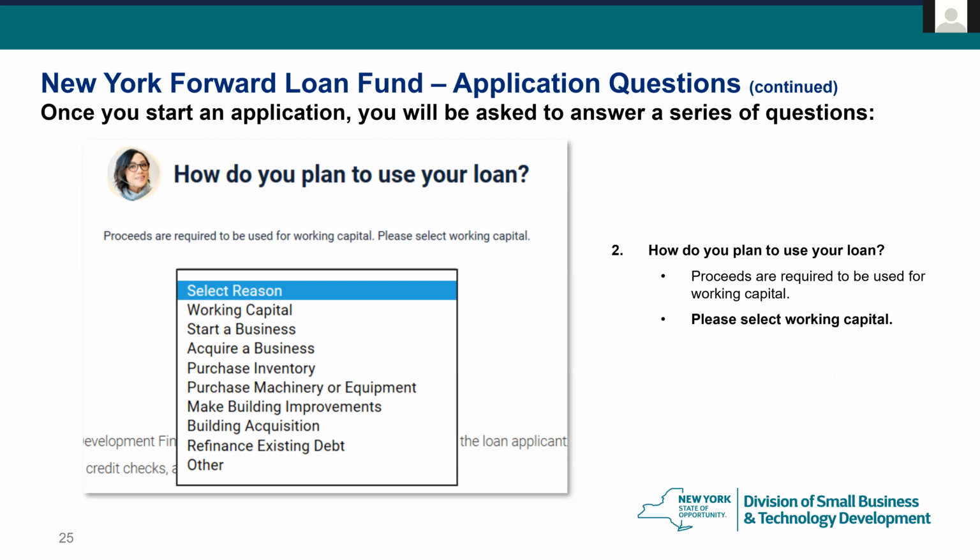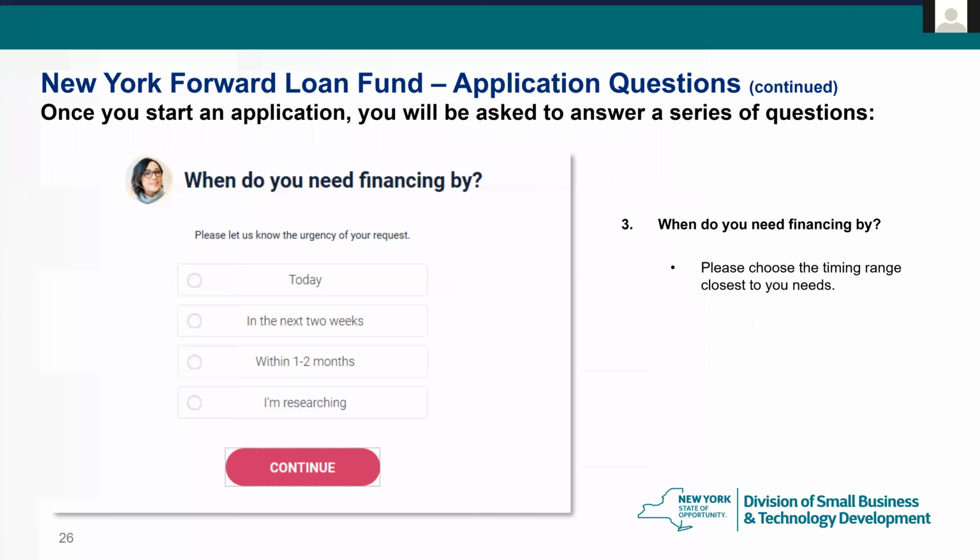There is a prompt on the screen to request that you do it, but still sometimes people miss the prompt. So please select working capital. When do you need financing by? Now, most people are going to answer today. They want it now. They want it done right away. This is really more of a guidepost as to the urgency of the need and the health of your organization.